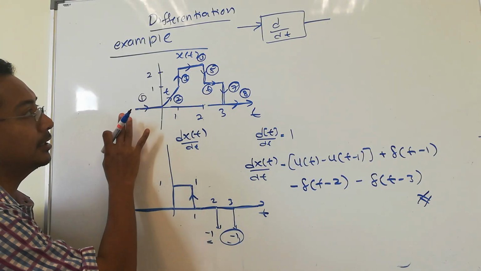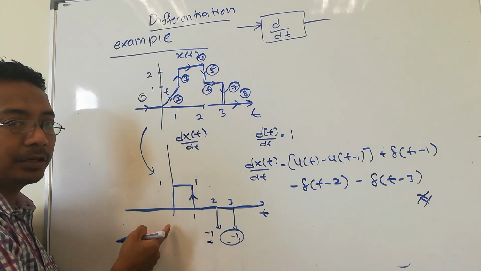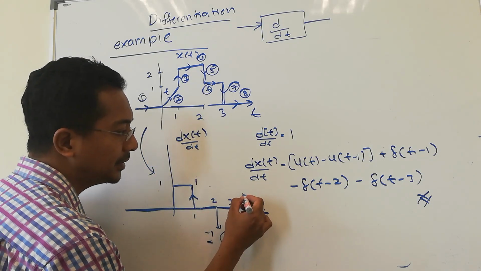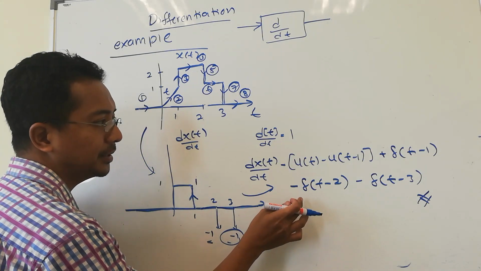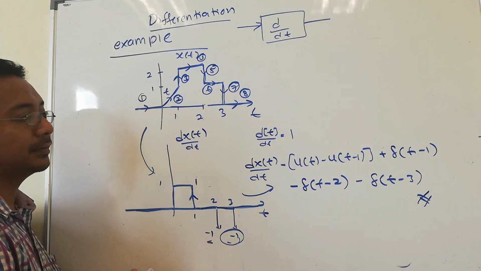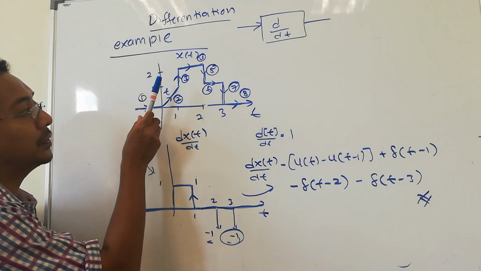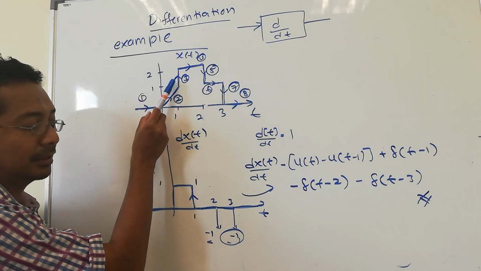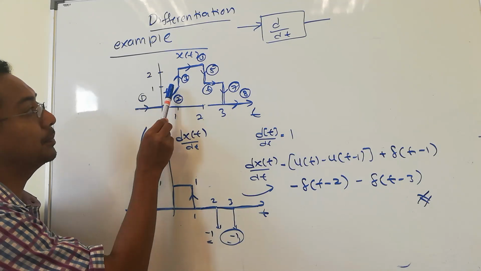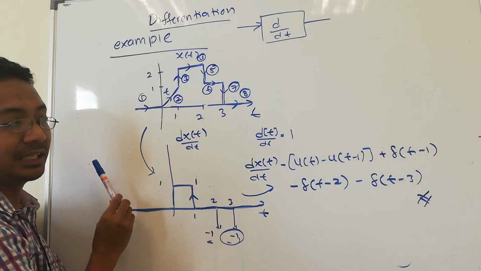So differentiation of x(t) we can do in the graphical method, and then from the graph we can represent it as the mathematical equation. Easy process, especially in the graphical method. Hopefully you can understand. The most important thing is that differentiation of a transition will give you an impulse function, and the amplitude of the impulse function depends on how much you increase.